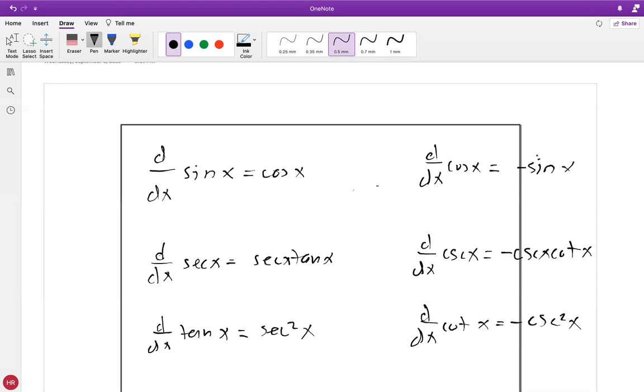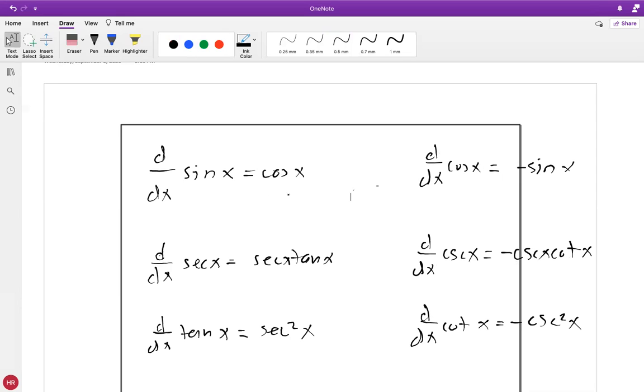Like cosine goes to negative sine. So I change this from the cosine to the sine and I make it negative. Then secant tangent becomes cosecant cotangent. And secant squared becomes negative cosecant squared. But to me, there's a pretty clear pattern. Secant becomes cosecant, tangent becomes cotangent, secant becomes cosecant. Everything becomes negative, and then that's how you do it. You change them from their functions to their corresponding co-functions.